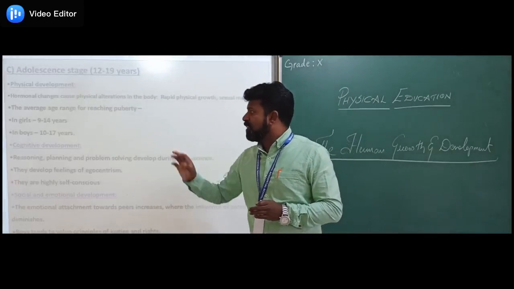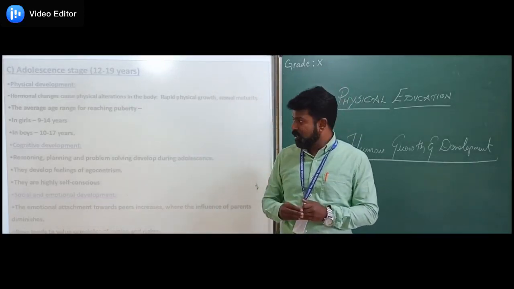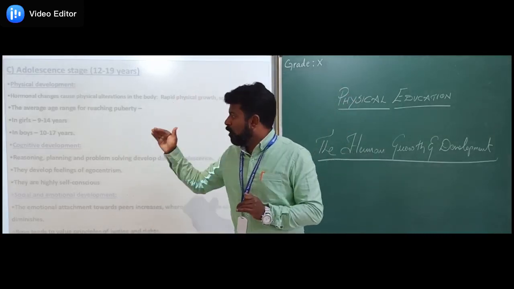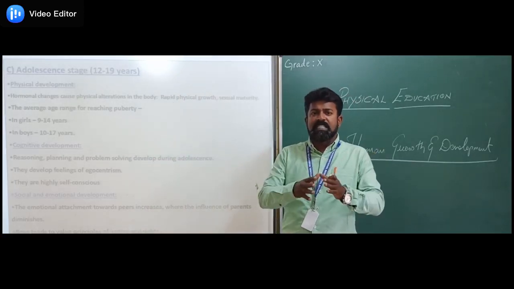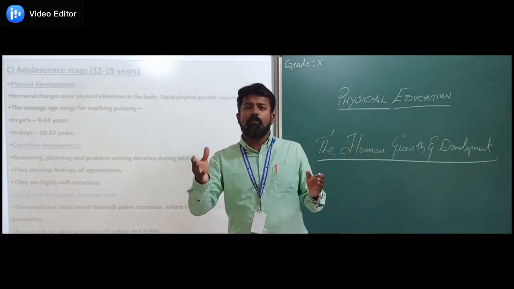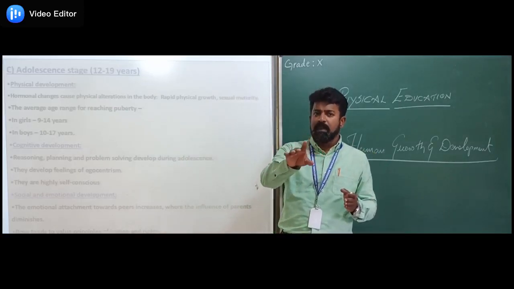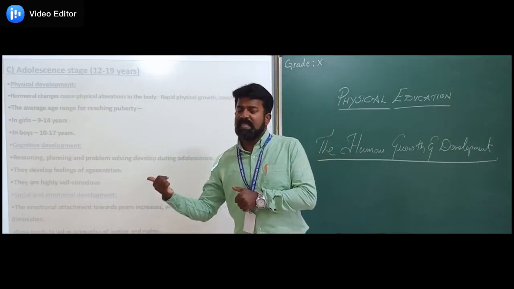The average age range for reaching puberty, that is the maturation, in girls is 9 to 14 years, they attain the maturity. For the boys it is 10 to 17 years. After this, there will be change in the physical growth for both the genders, the boys and the girls. Till then it will be similar, which you have already seen in the previous stage, that is the childhood stage.